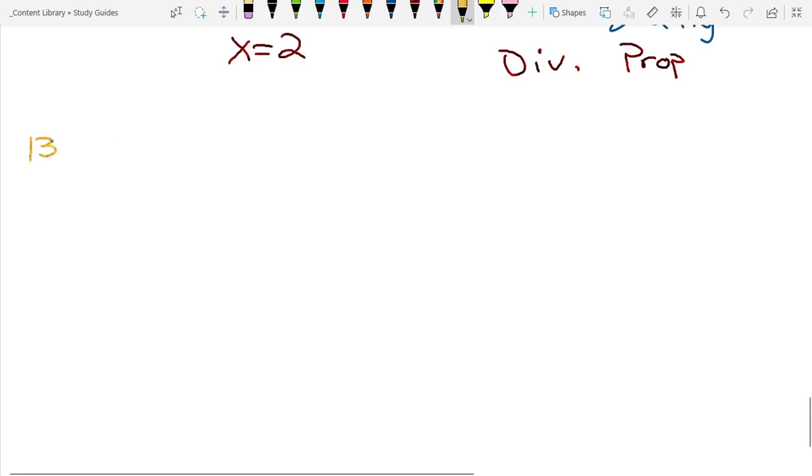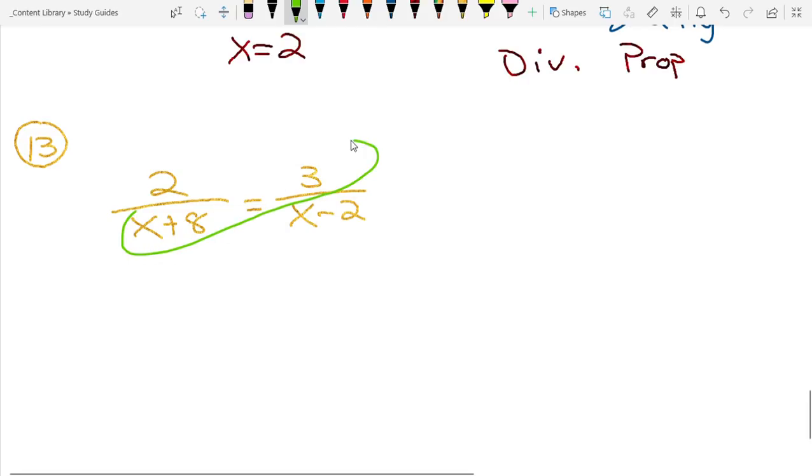All right, number 13. We have 2 over x plus 8 equals 3 over x minus 2. You learned last year in Math 2 that when two fractions equal each other, their cross products should be identical. Some teachers call this the butterfly. Some people just call it the cross multiplication.